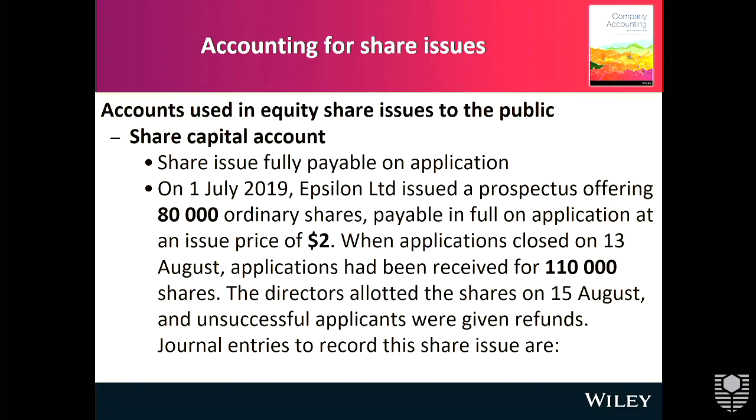Let's look at a basic share issue: a share which is fully payable on application. On the 1st of July 2019, Epsilon Limited issued a prospectus offering 80,000 ordinary shares payable in full. So you know you're going to get money going straight into your cash trust account, at an issue price of $2. When the applications closed on the 13th of August, applications had been received for 110,000 shares. So it's oversubscribed by 30,000. Pretty obvious, 30,000 times 2 is $60,000 extra that you're going to have to give back to applicants.